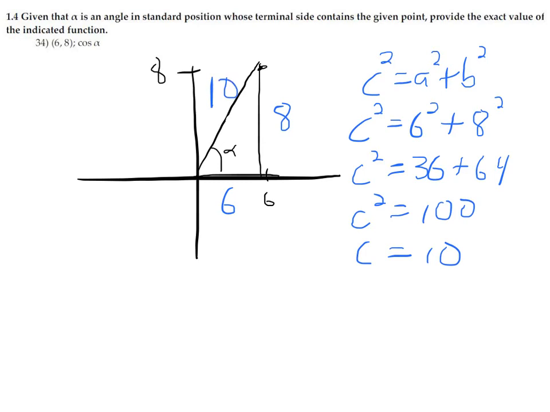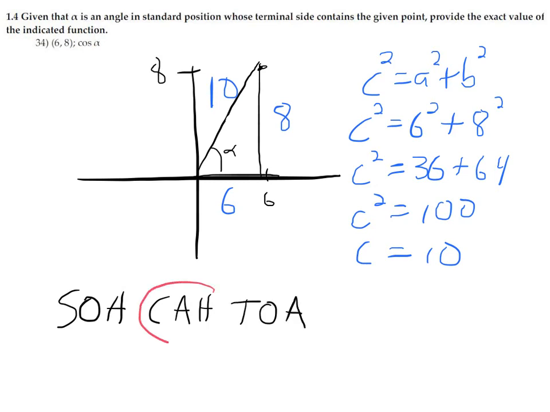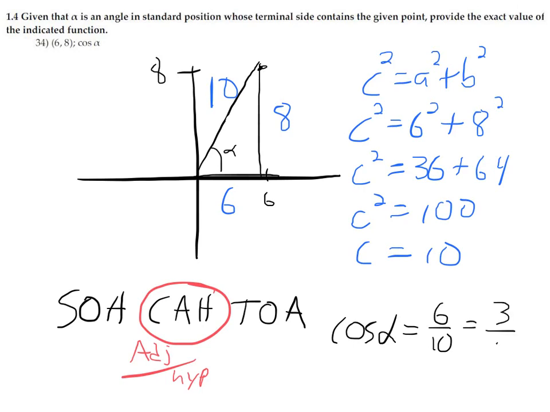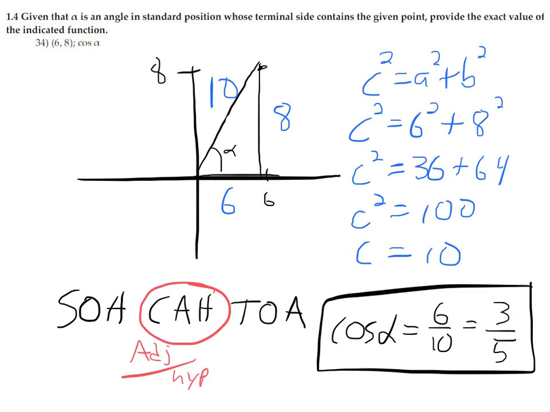Great, now cosine alpha. For cosine, we have SOHCAHTOA. Specifically for cosine, CAH, that would be adjacent over hypotenuse. That's cosine. So from our perspective of alpha, adjacent is 6, hypotenuse is 10. So we have cosine alpha equals 6 over 10, or 3/5. That completes this problem.